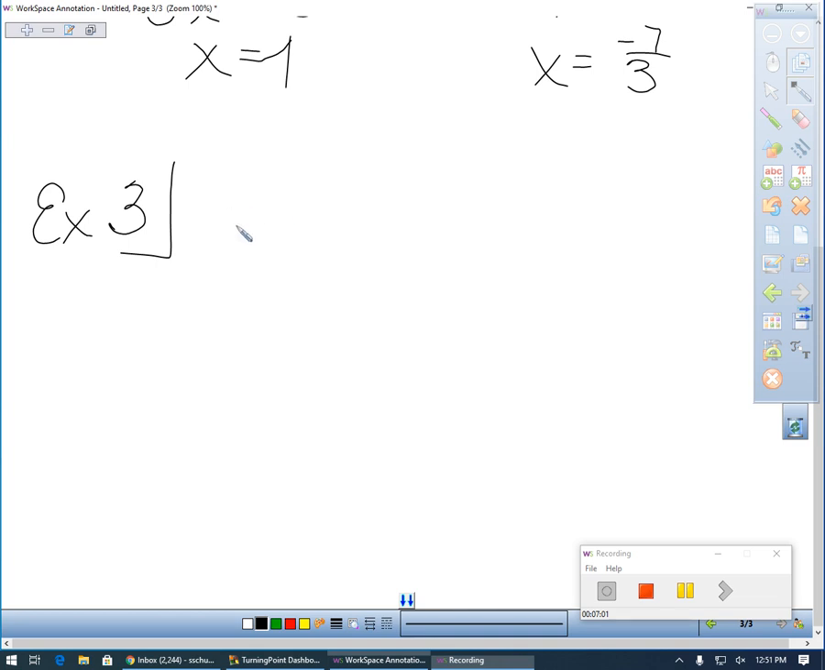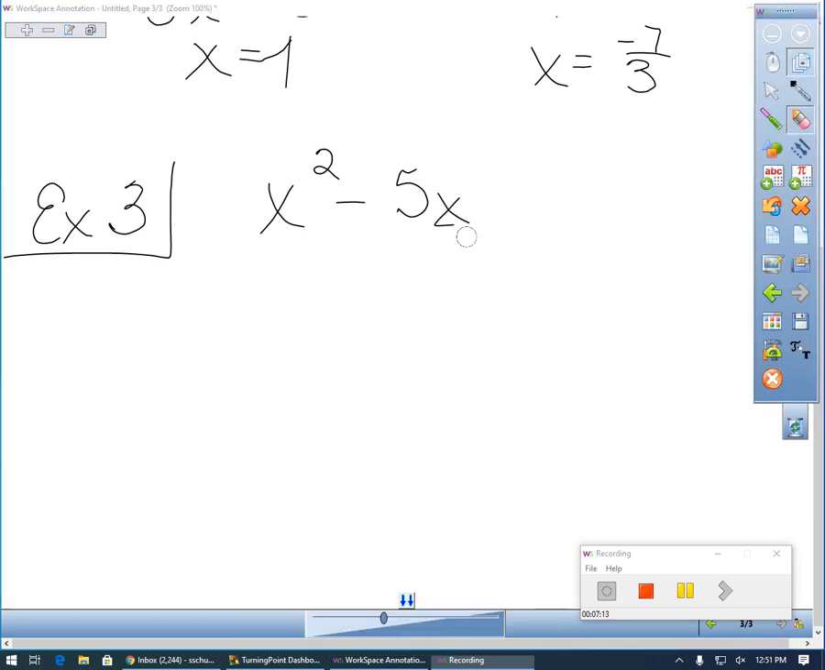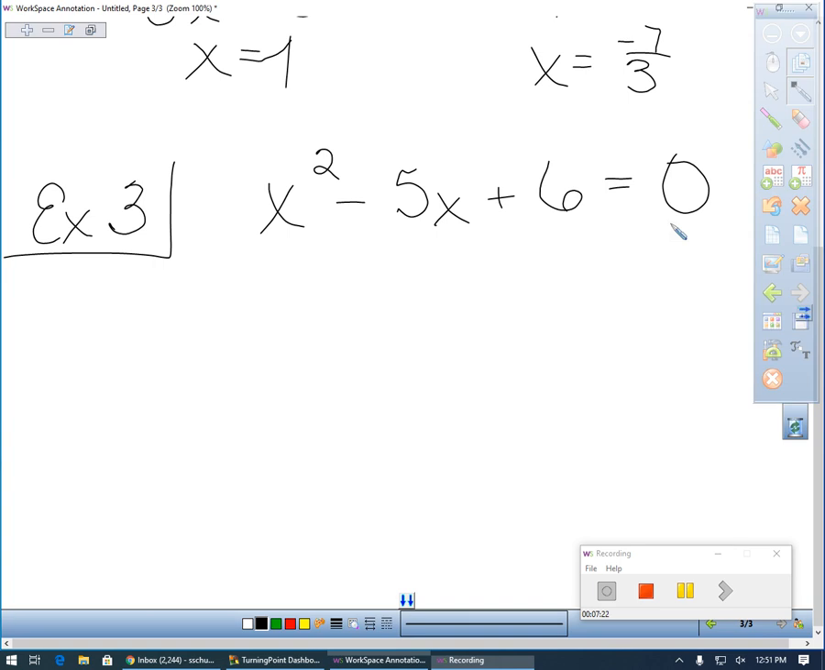What if we have x squared minus 5x plus 6 equals 0. All right, so this is a quadratic. You have some options. You can see if it factors. Say your factors equal to 0.